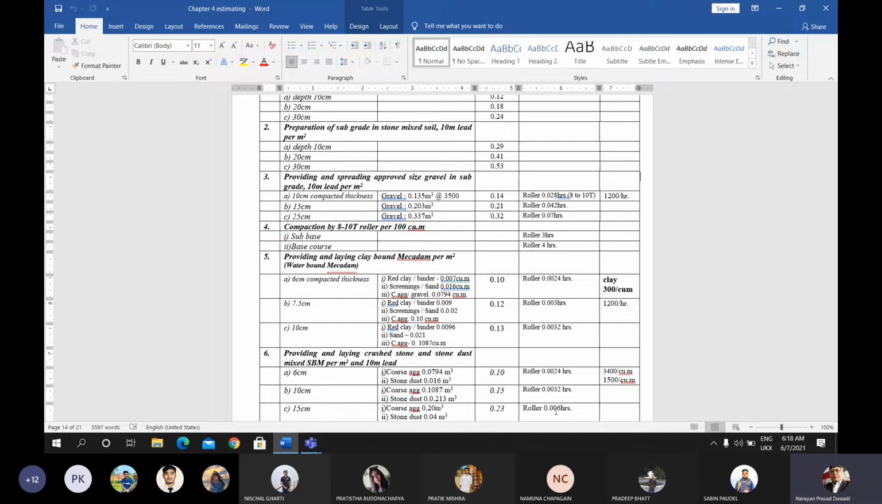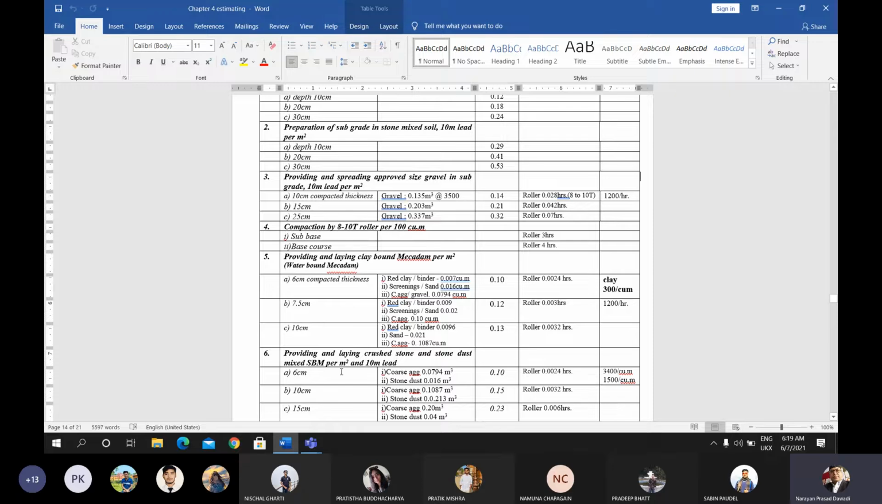Okay, providing and laying water bound macadam per meter square compacted thickness of 7.5 centimeter, or providing and laying water bound macadam using red clay, sand, and coarse aggregate per meter square compacted thickness of 7.5 centimeter. In this way, you can write the heading of the water bound macadam by yourself, and do it for 6 centimeter separately, do it for 7.5 centimeter separately, and do it for 10 centimeter separately in this way.